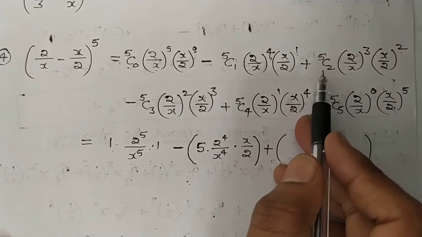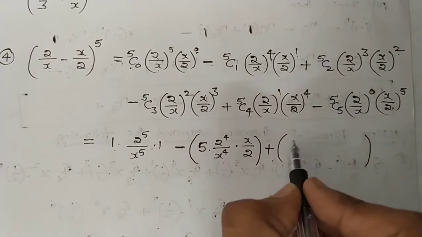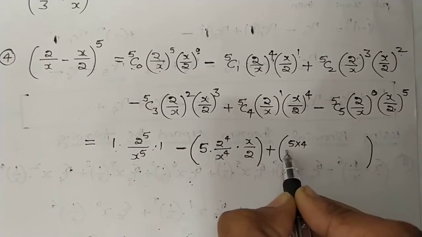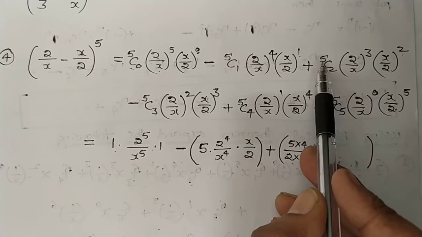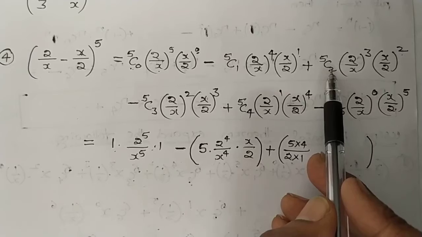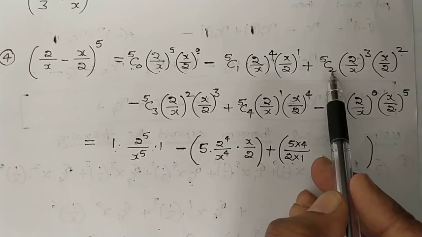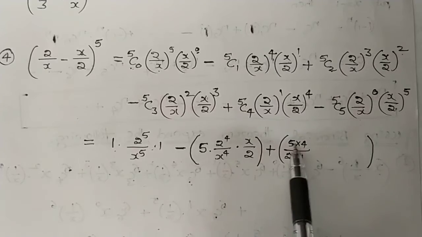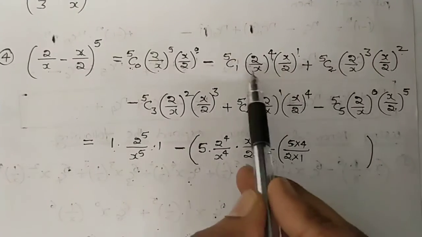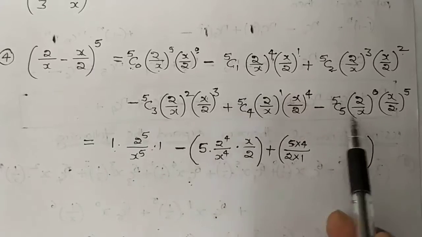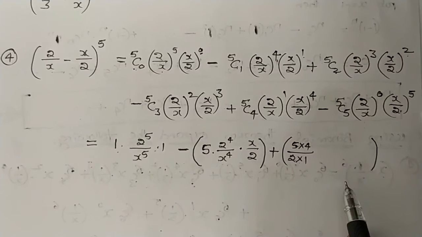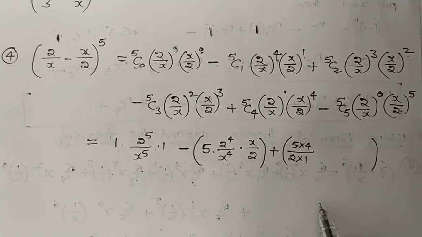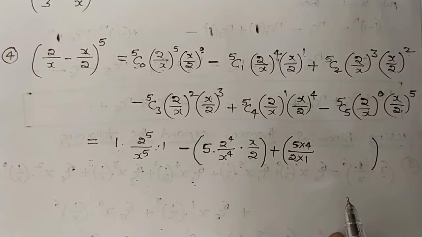Next plus 5C2. How to simplify this 5C2? 5 into 4 divided by 2 into 1. We have to reduce 5 till 2 terms in the numerator, and in the denominator we reduce 2 till 1 comes. So these things, 5C1, 5C2, 5C3, 5C4, 5C5, 7C2, you have already learned in combinations, the previous chapter, done by Harish sir, isn't it?